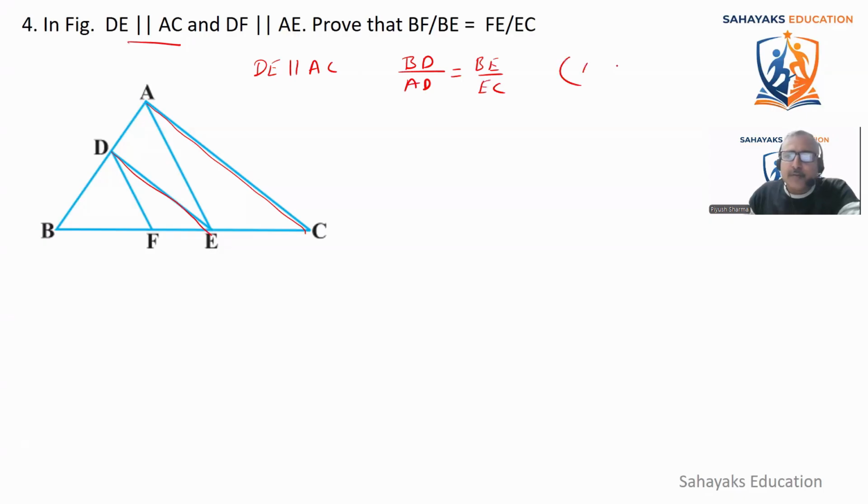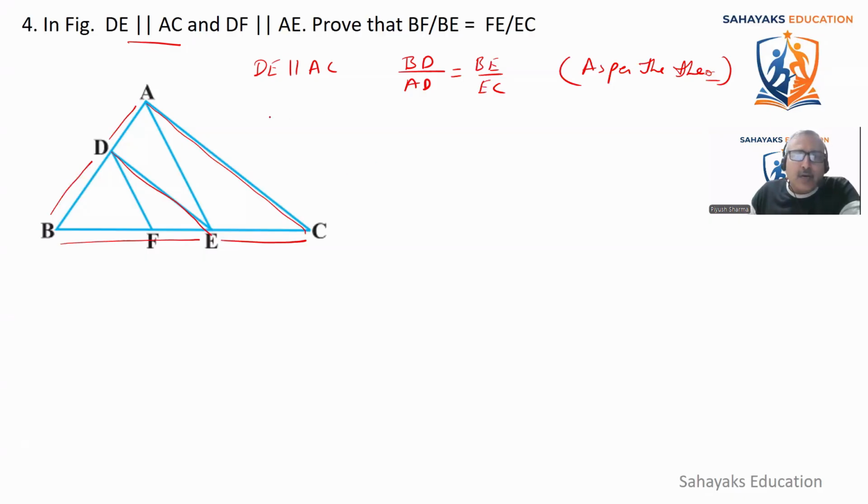As per the theorem. So you have to write the theorem. Okay, you have to write the theorem. I'm not writing it here, but you have to write it. Now, so BD divided by DA should be equal to BE divided by EC.